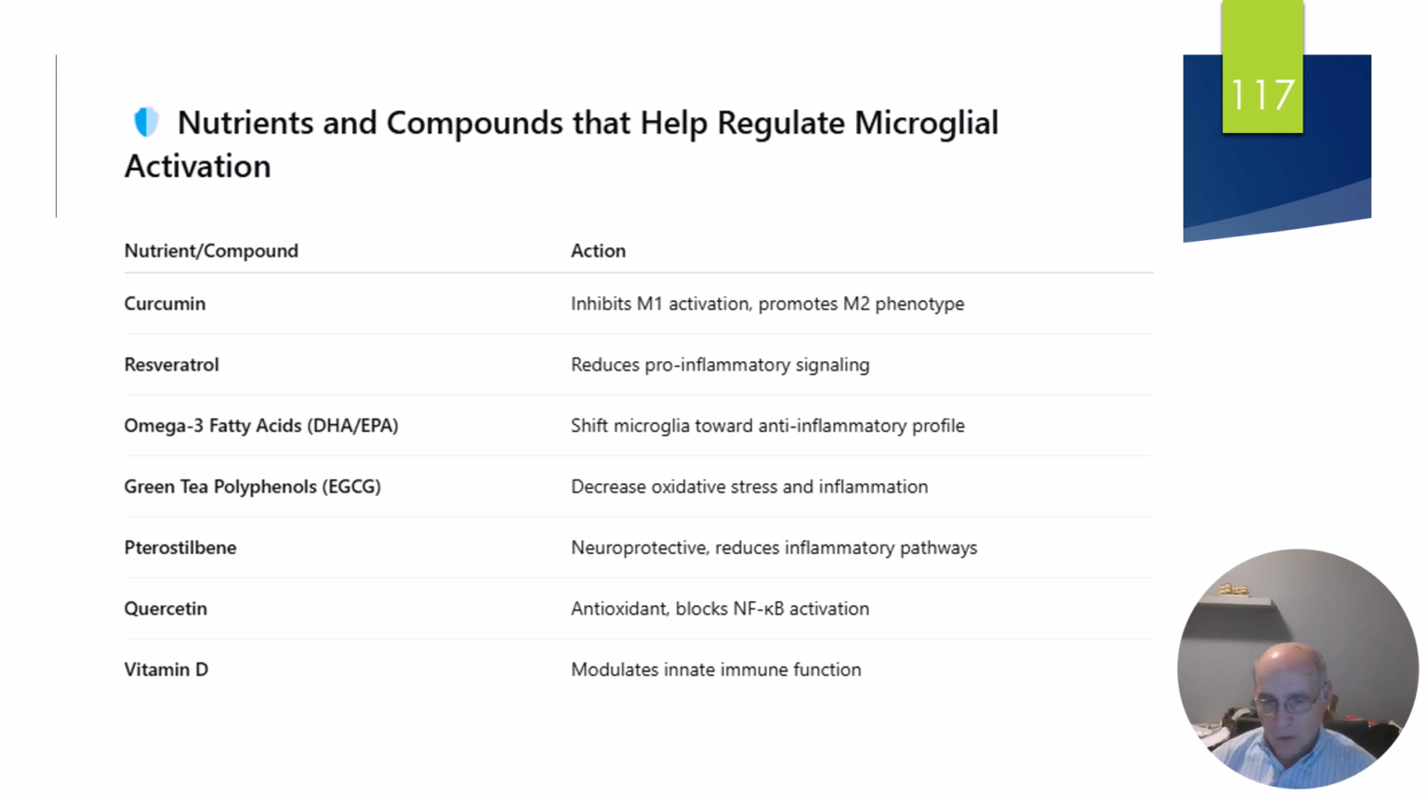Vitamin D, which modulates the innate immune response. Remember, every part of your immune system is dependent upon vitamin D. Most people think about vitamin D only as it relates to bone health, but vitamin D does reduce inflammation. It helps protect, it's not just vitamin D, it's the vitamin D receptor.